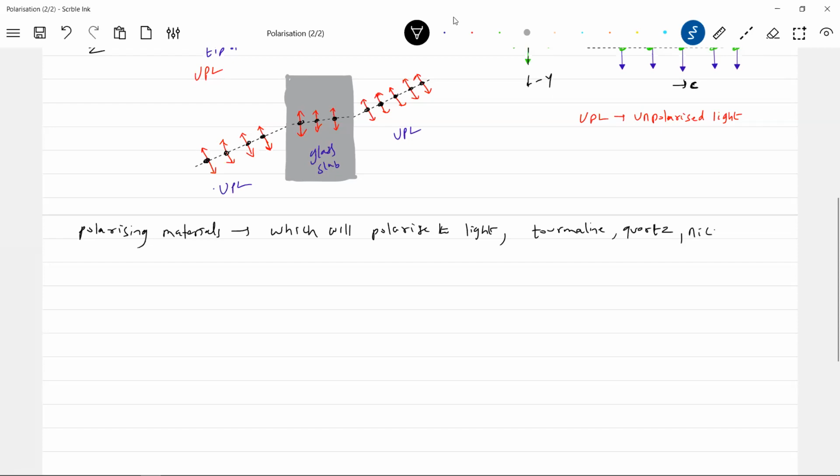quartz, Nicol prism, and we have artificial also. The polymers, no. So using that, artificial polarizers also. These are naturally available: tourmaline, quartz crystal, Nicol prism crystal. So these are the crystals which are available.